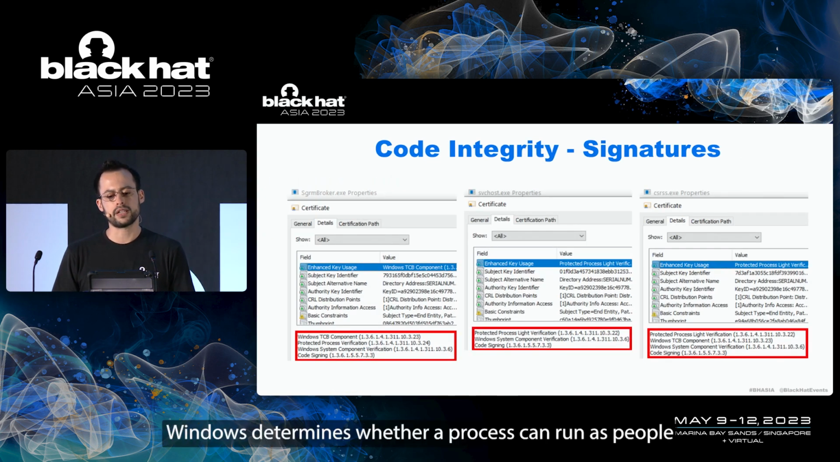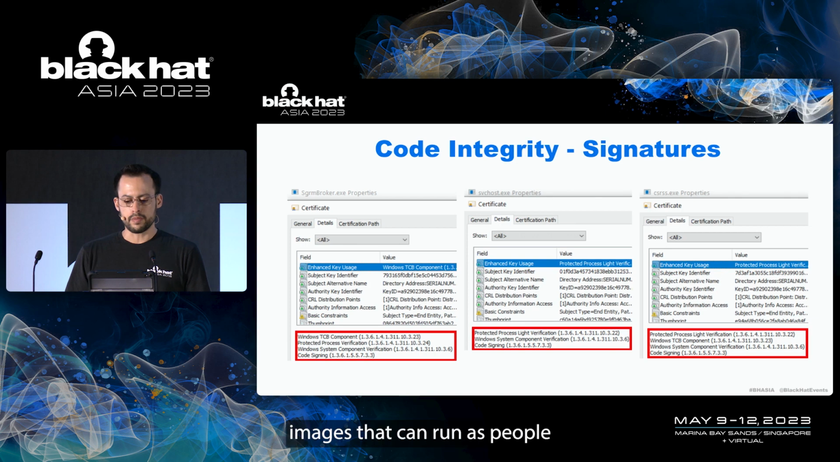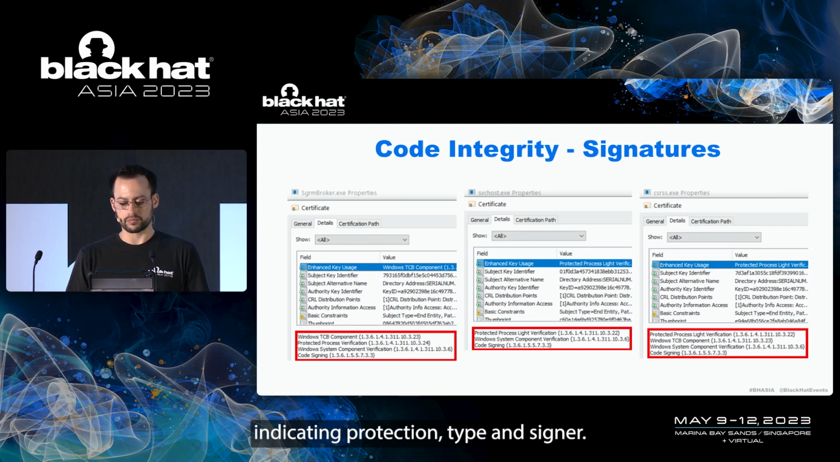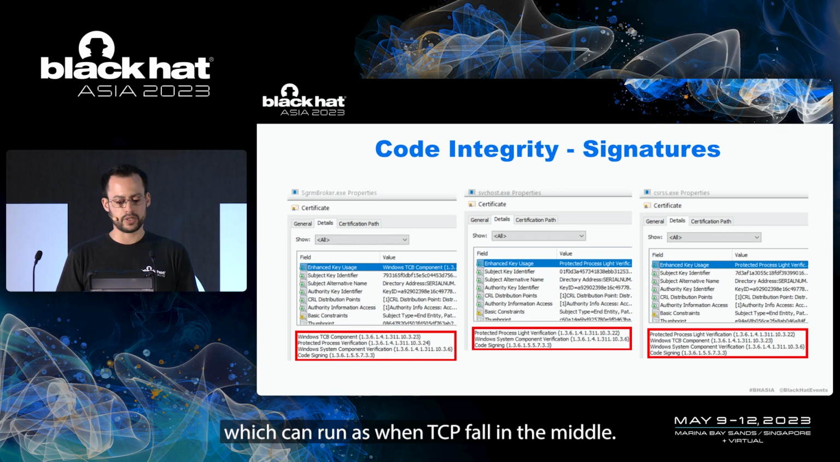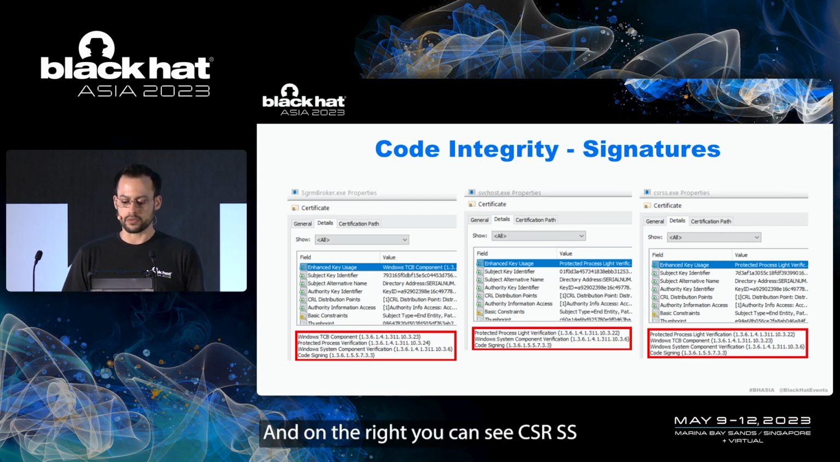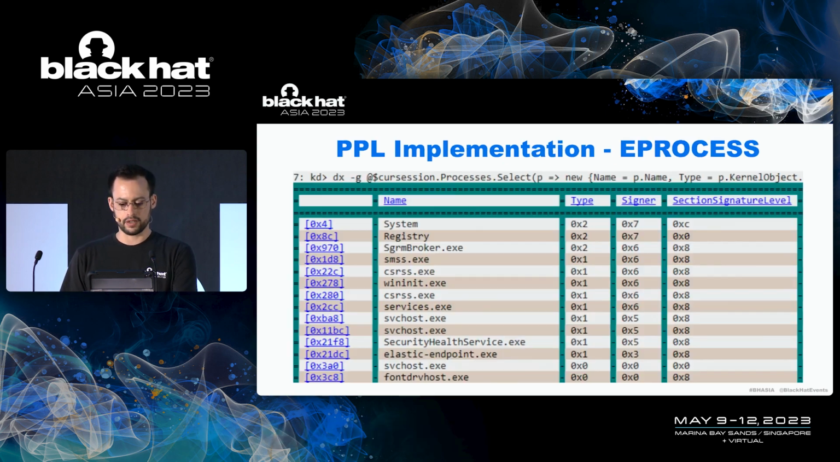Windows determines whether a process can run as PPL and at what level via the signature on its executable. Images that can run as PPL are signed with different certificates, which contain object identifiers indicating protection type and signer. On the left here, you can see the System Guard Runtime Broker executable, which can run as WinTCB full. In the middle, you can see Service Host, which can run as Windows Lite. And on the right, you can see CSRSS, which can run as WinTCB Lite.